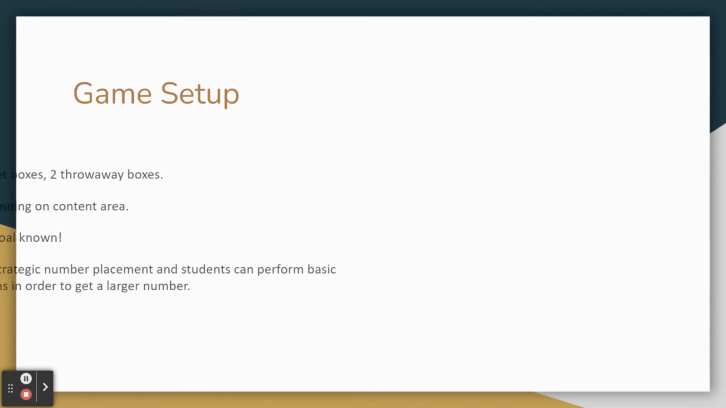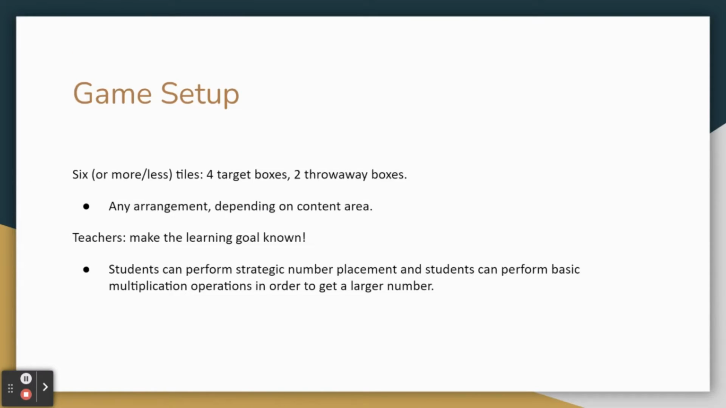To set up this game, we will want a total of 6 tiles on the game board, which can be a piece of paper or whiteboard, what we mentioned earlier. We will have 4 larger boxes to fill in as the main target boxes, and we will have 2 smaller boxes above as throwaway boxes.